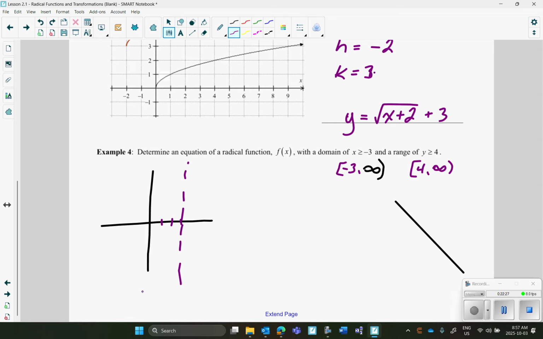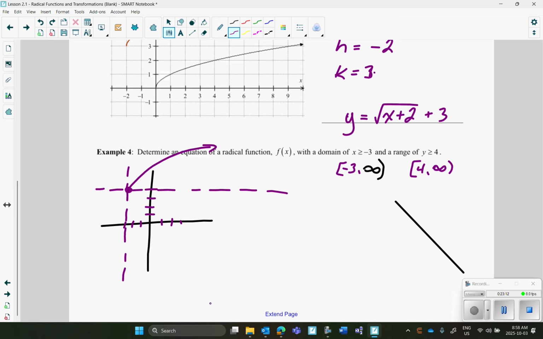The range tells us that the lowest value is 4, and it goes up forever. So the lowest value is 4, so it's a point on this line, and it goes up forever. -3. Thank you. So it's got to be here and here, which means the point must be there. And it has to go in this section, so it has to look something like that.